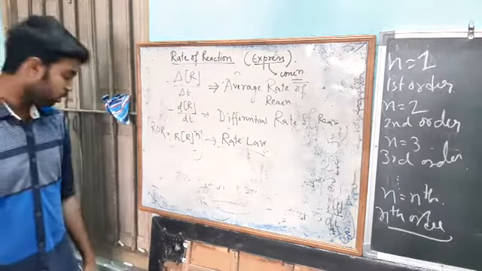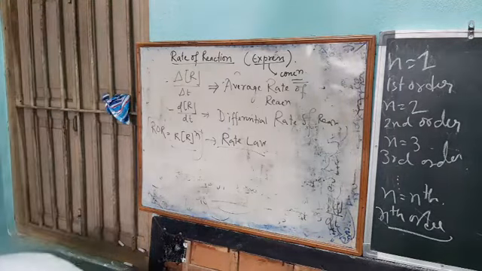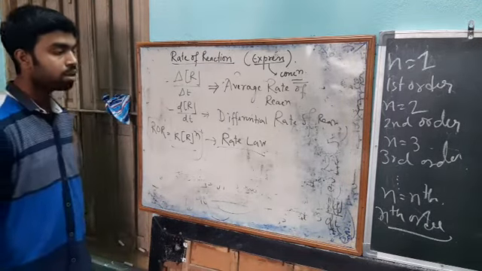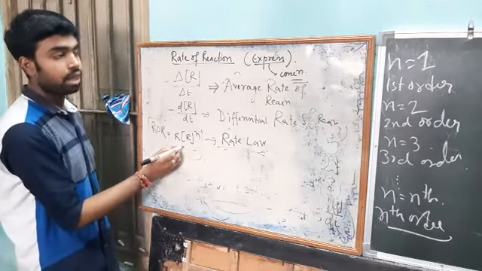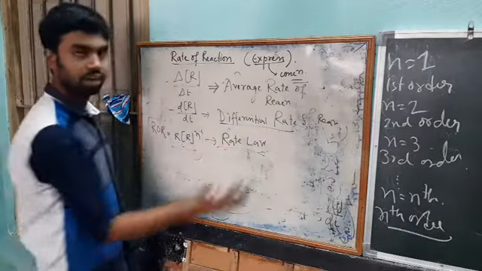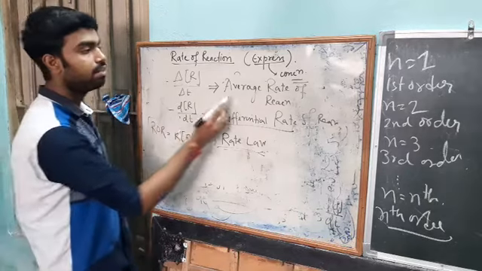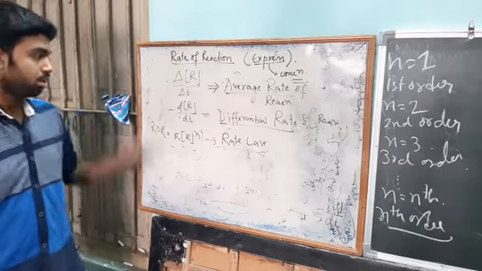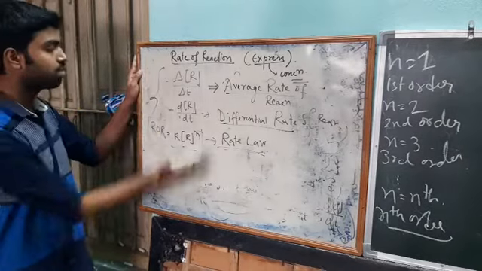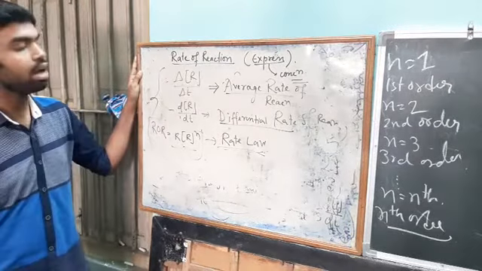So if in a question you are asked to write the rate law of the reaction, then you will write this way. If you are asked to write the differential rate, then you will write this way. And if you are asked to write the average rate of the reaction, then you will write this way. So these are the three ways of denoting the rate of the reaction.